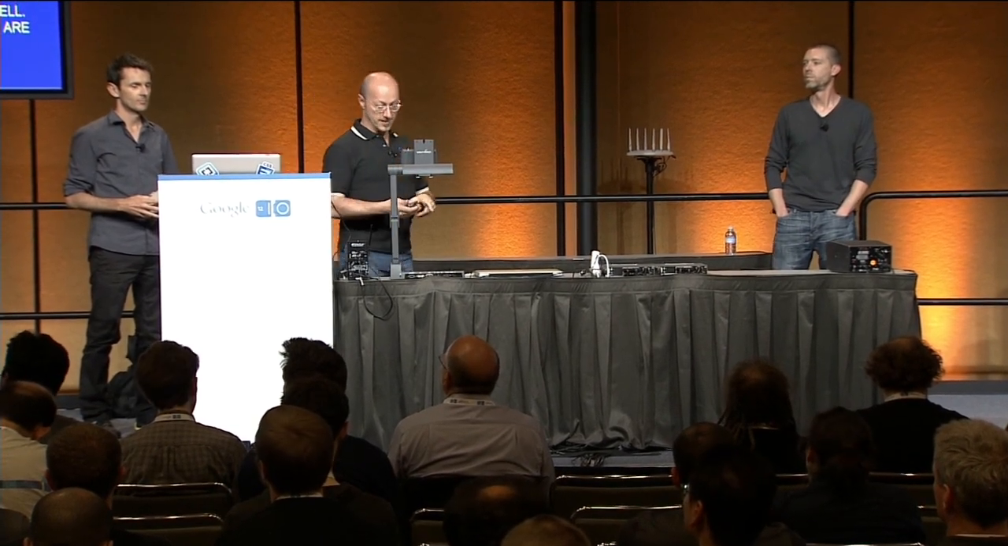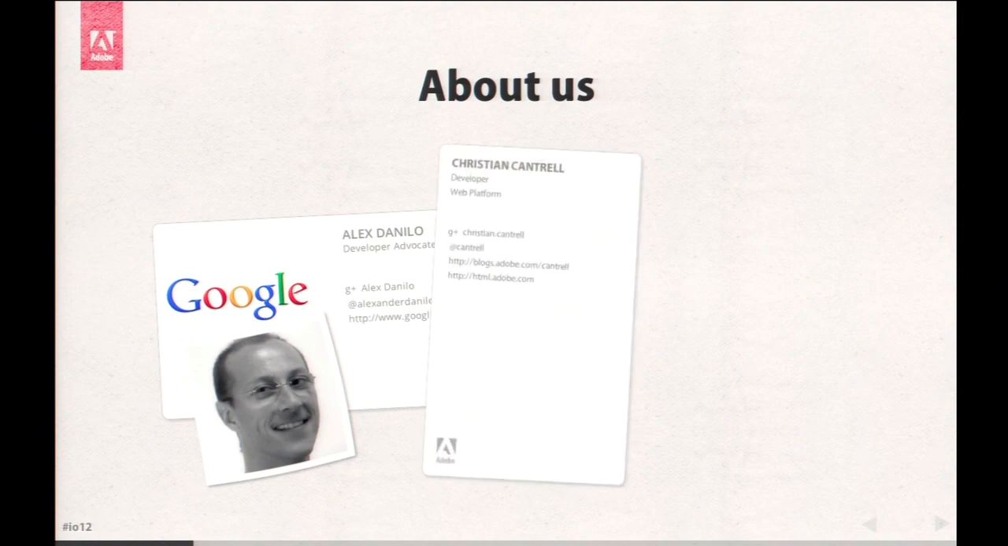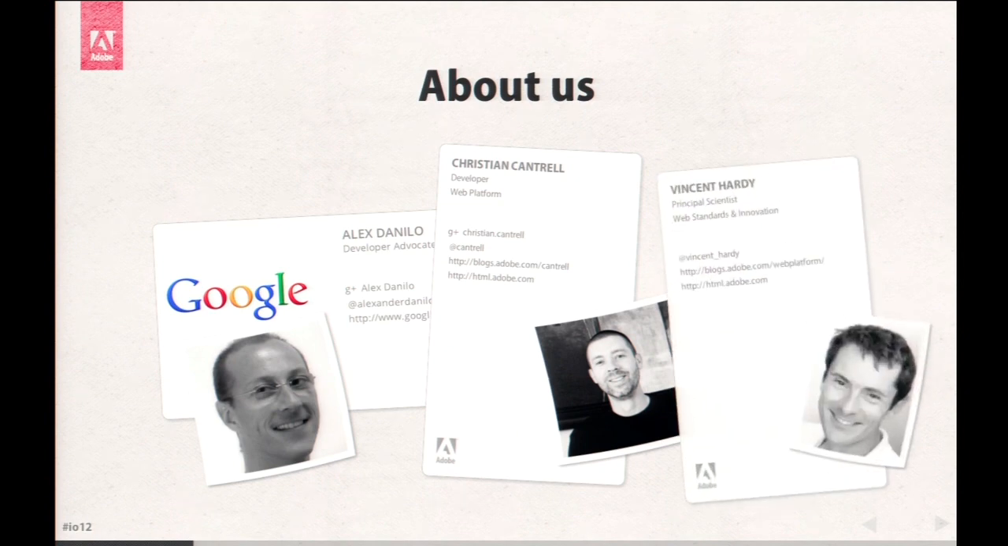Who are we? Well, my name is Alex Danilo, and I'm a developer advocate on Chrome. And with me, I have Christian Cantrell, who's a product manager. He's a developer himself, so he knows a lot of the stuff that you guys do. And we also have Vincent Hardy, who's a principal scientist. And Vincent and I have worked on CSS and SVG for a number of years now.